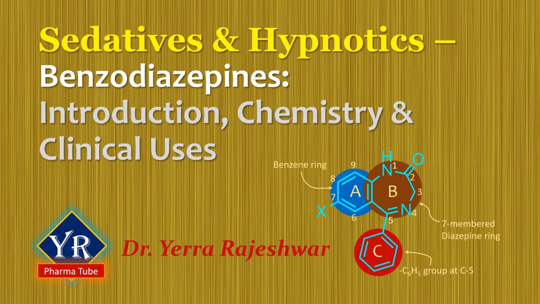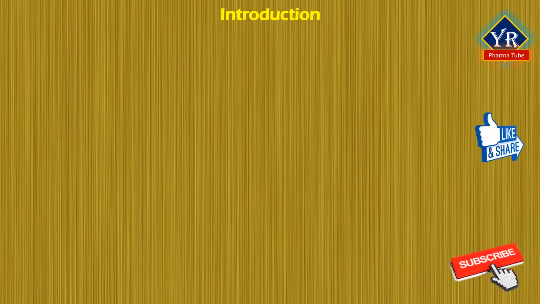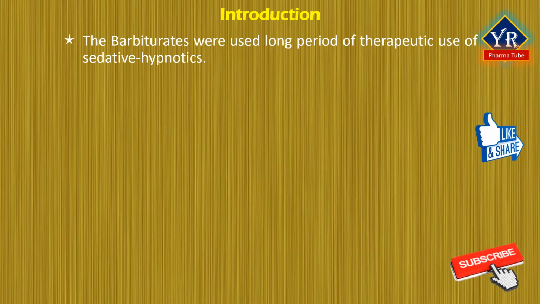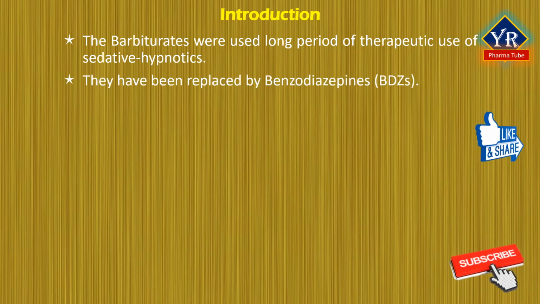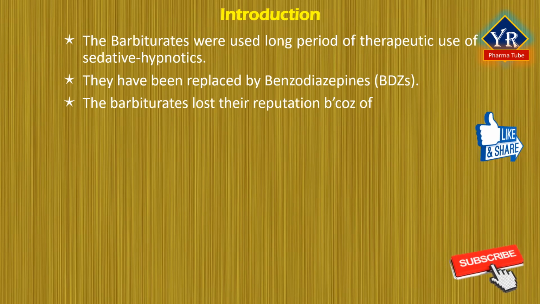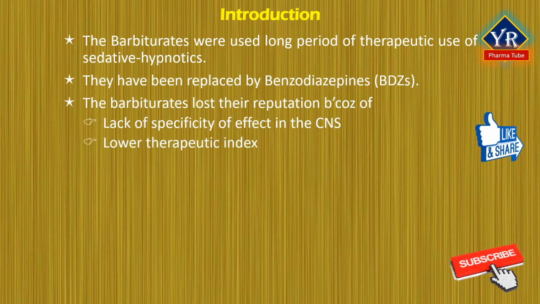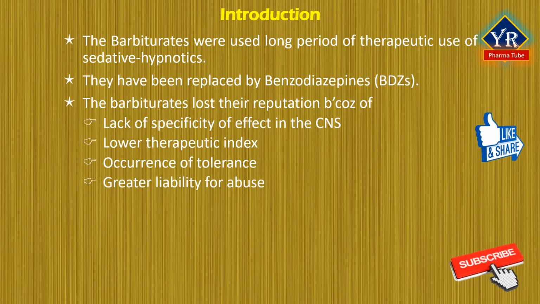In this lesson, we shall try to understand the second type of sedatives and hypnotics, that is benzodiazepines, their introduction, chemistry and clinical uses. As discussed in the previous videos, the barbiturates were used for a long period of therapeutic use as sedatives and hypnotics, and now they have been largely replaced by benzodiazepines. The barbiturates lost their reputation because of several reasons, which include lack of specificity of their effect in the CNS, low therapeutic index, occurrence of tolerance, and greater liability for abuse.